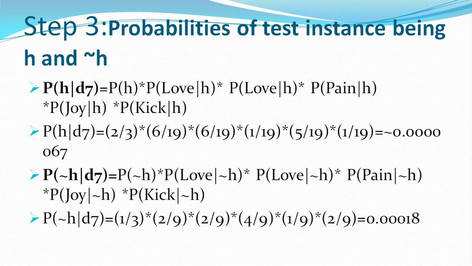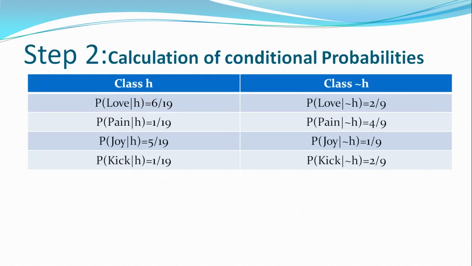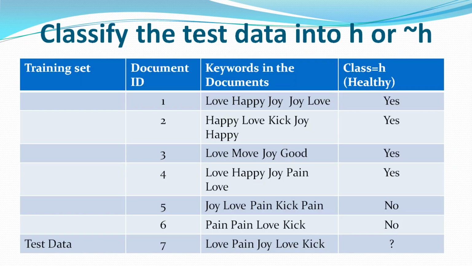In this particular step 3, probabilities of test instance being H and negation of H need to be calculated. Right now we are done everything until here. So we have calculated from here to here. That is both for class H and class negation of H. But now let's come back to our problem statement.